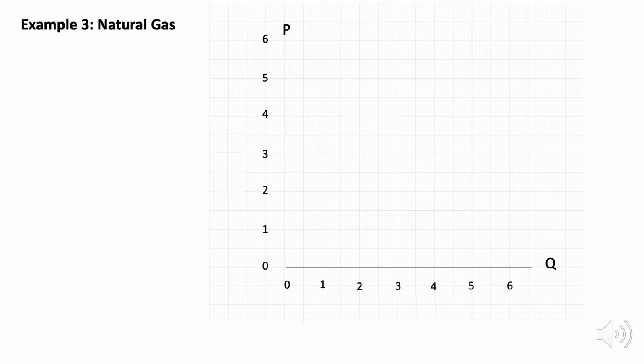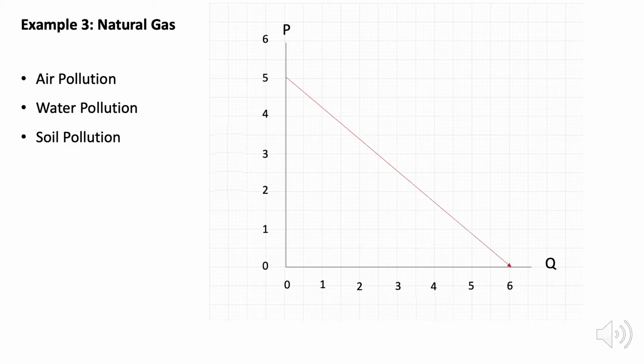For our third example, we have natural gas. Some negative externalities of this are air pollution, water pollution, and soil pollution. The red line is described as the marginal benefit or demand curve. This blue line is our marginal cost or supply curve. As you can see, the green dashed line is going to represent our free market equilibrium.